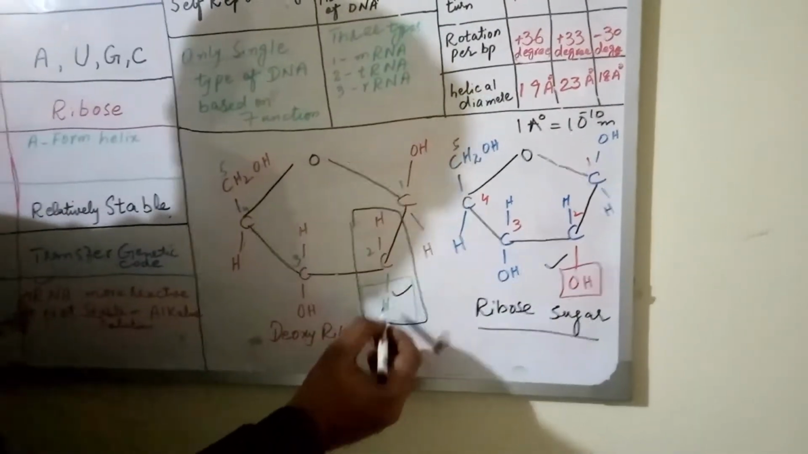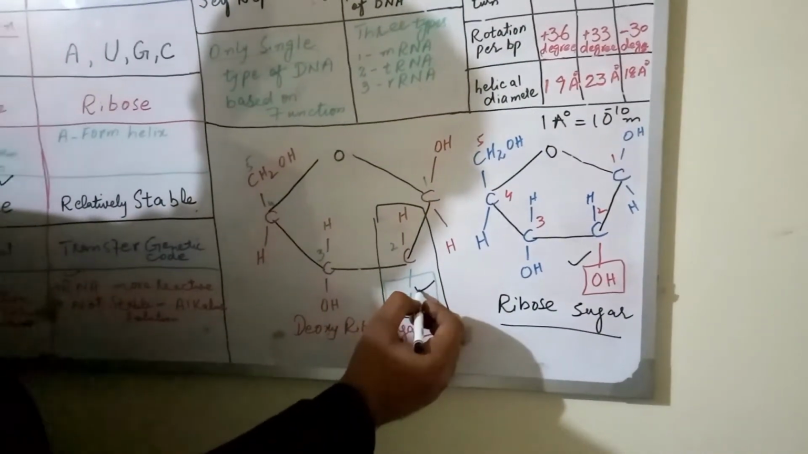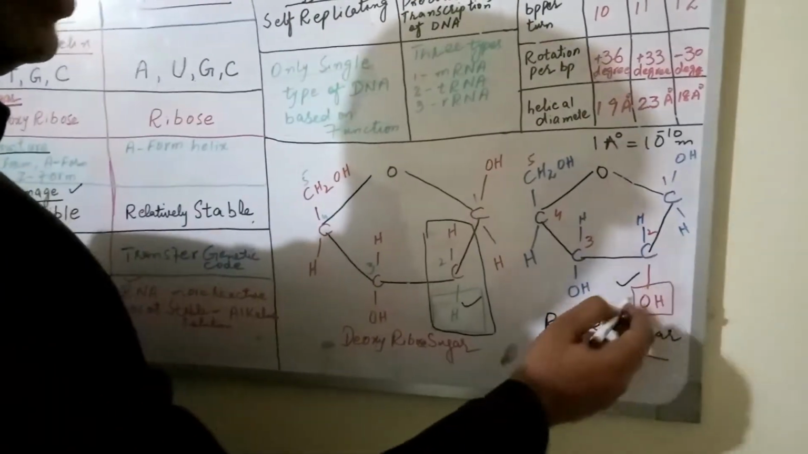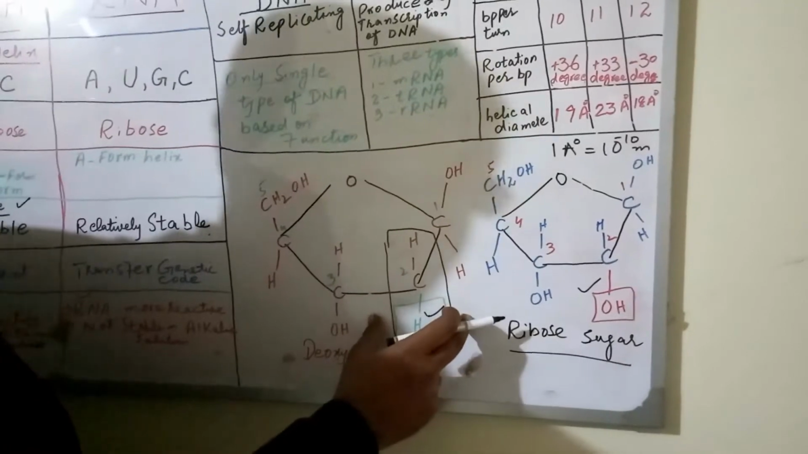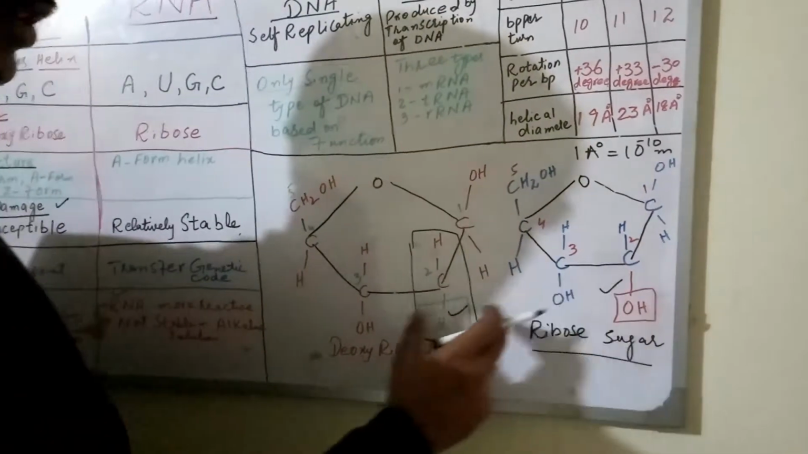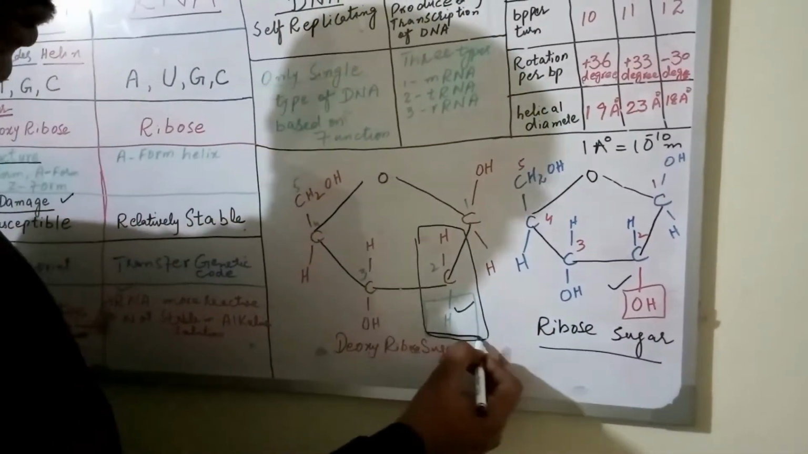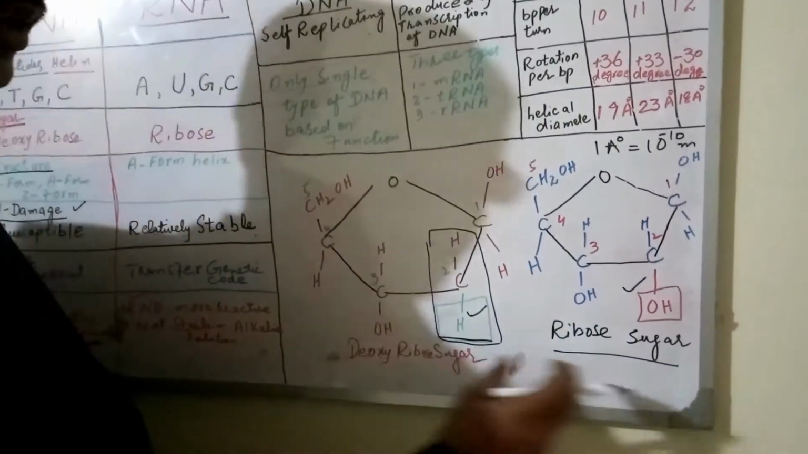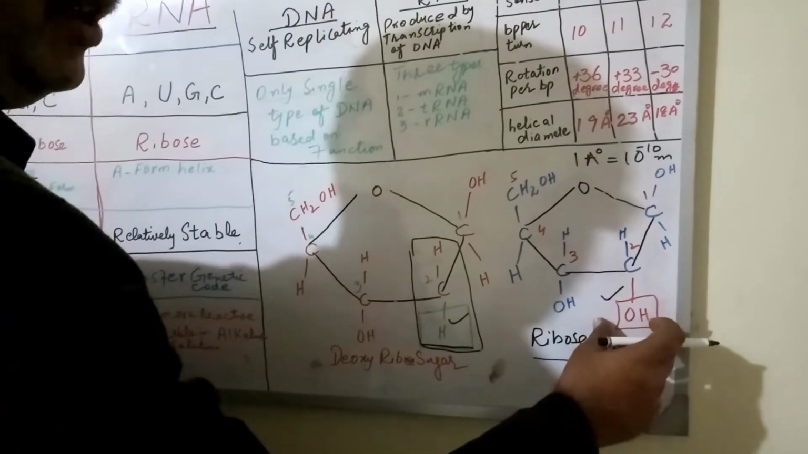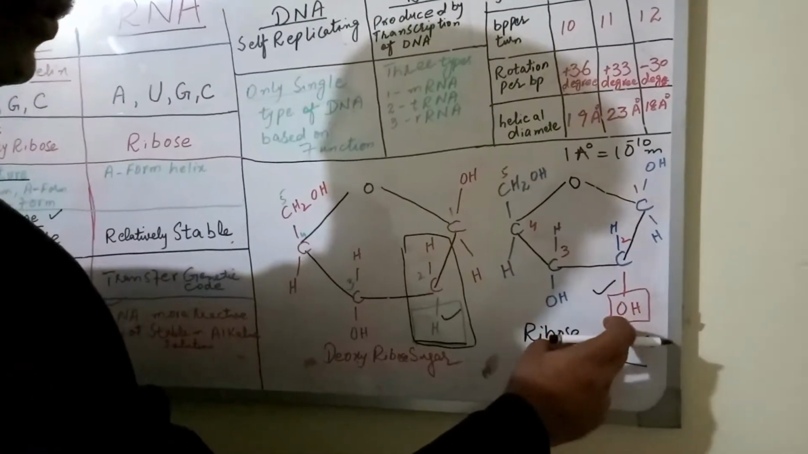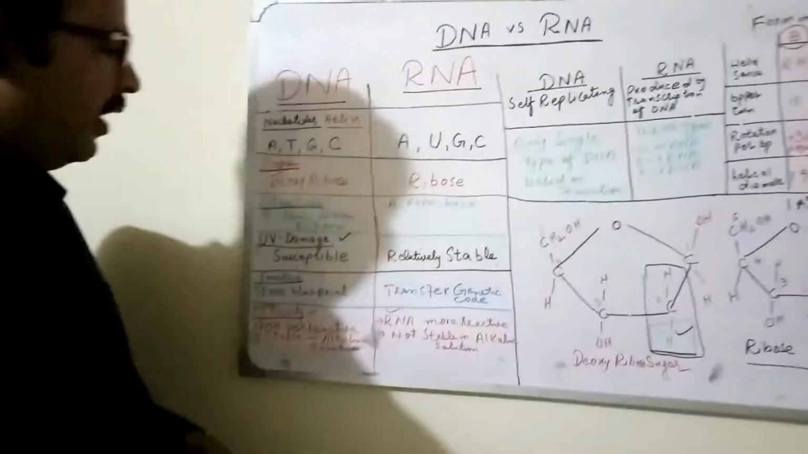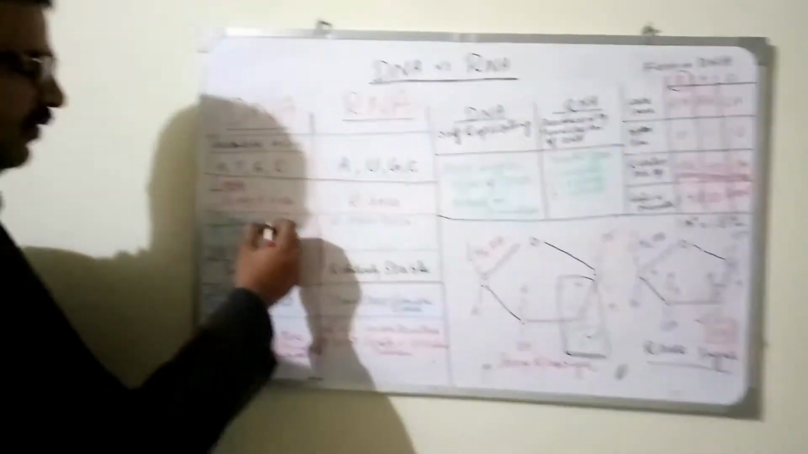In deoxyribose, carbon number 2 has a hydrogen group, while in ribose sugar, carbon number 2 has a hydroxyl group. The basic difference between these two sugars is here. The deoxyribose has an absence of oxygen, that is why it is called deoxyribose. While ribose sugar has the presence of a hydroxyl group, which has oxygen, while this hydrogen does not have oxygen.